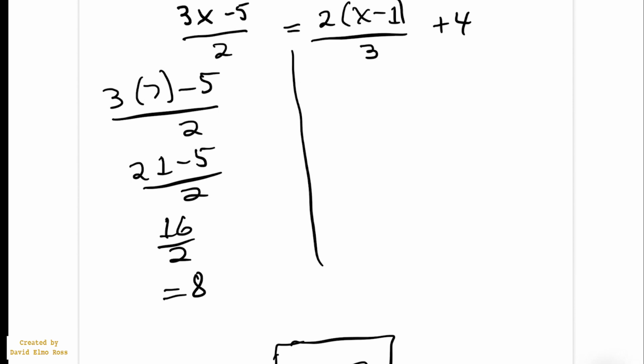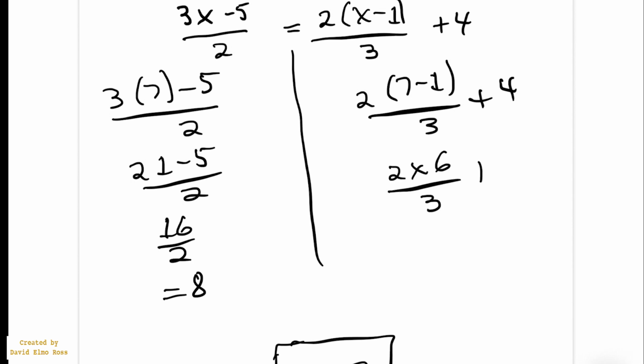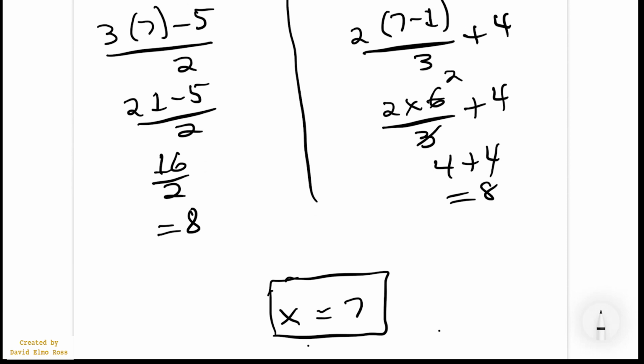Let's take a look at our right side. This is 2 times 7 minus 1 over 3 plus 4. This is 2 times 6 over 3 plus 4. I think we can see that this cancels out, and that gives us 4 plus 4 is equal to 8. So since both sides are equal, the solution works.